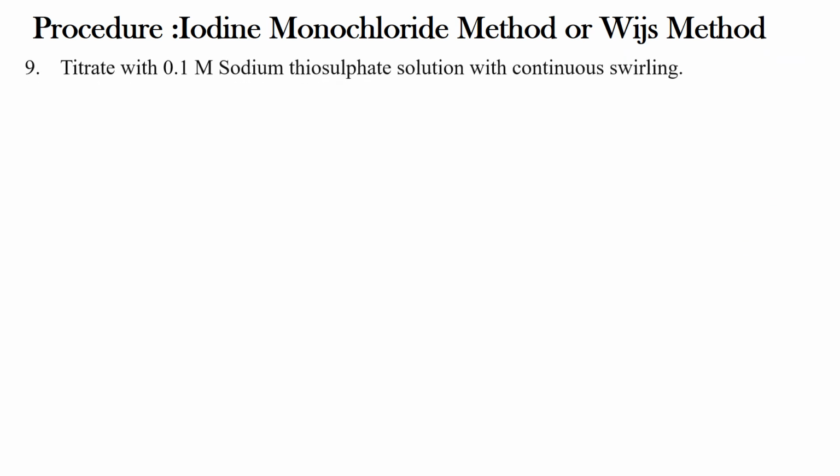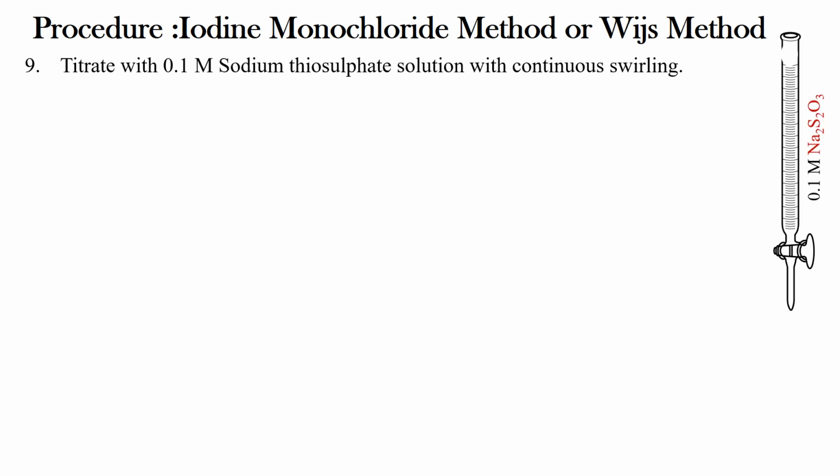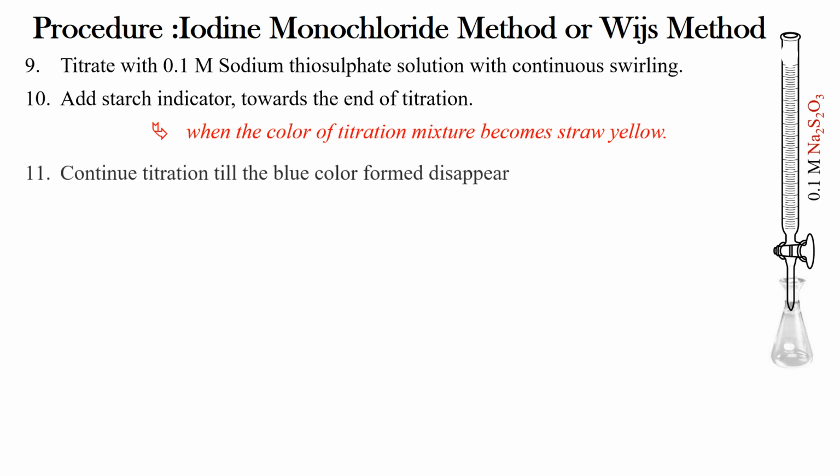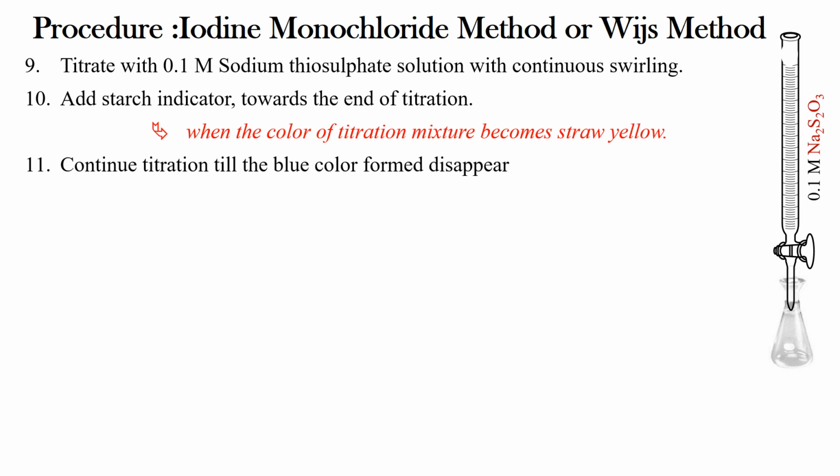Titrate the sample with 0.1 M sodium thiosulfate solution with continuous shaking. Add starch indicator toward the end of titration. Toward the end of titration means when the color of the titration mixture becomes straw yellow. Continue the titration till the blue color which appears after addition of starch disappears.